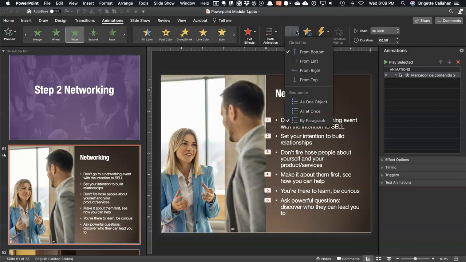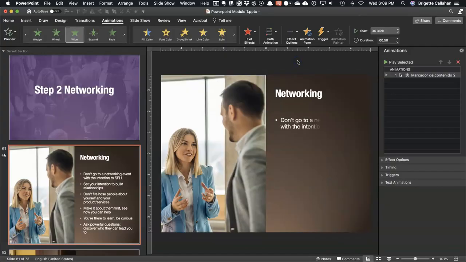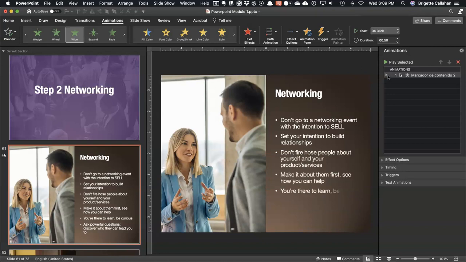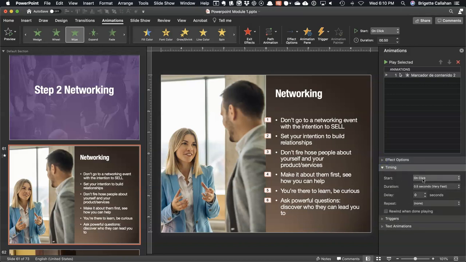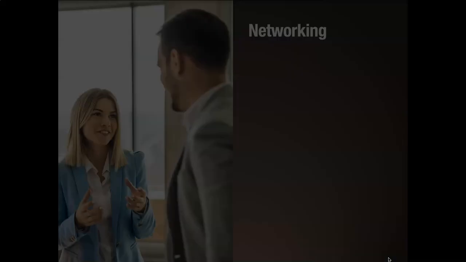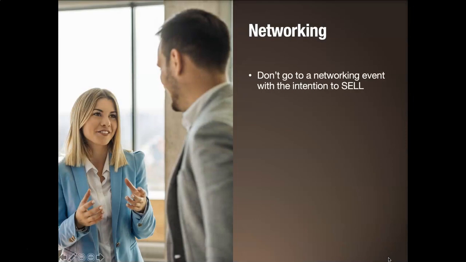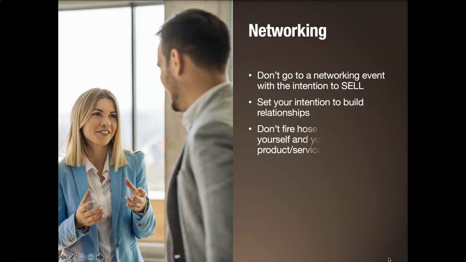And so here's our effect options. We want to do from left. Okay, and that looks good. But now we need to know what our effect options are. Okay, so it's from left, that's good. And then our timing, each one is on a click. Okay, great. And so let's see how that looks. So I have to click to get to the first one, and then click to get all the rest of them.